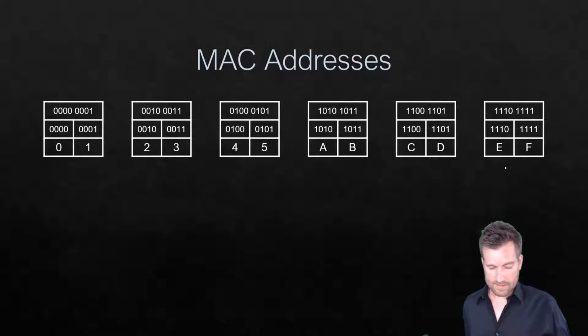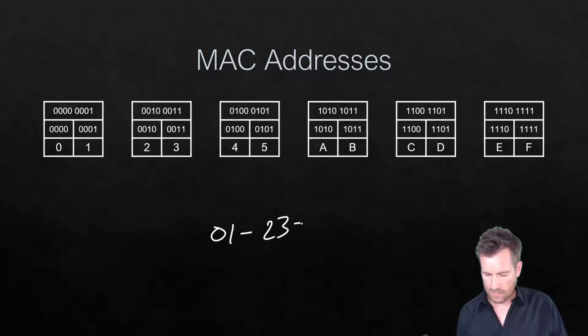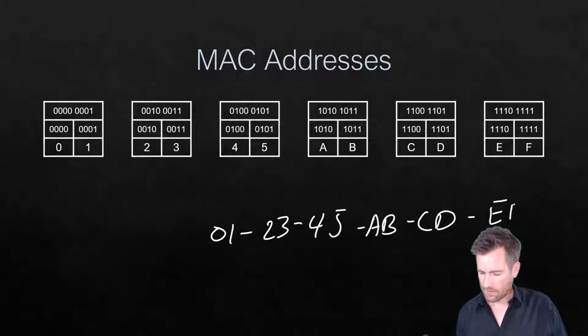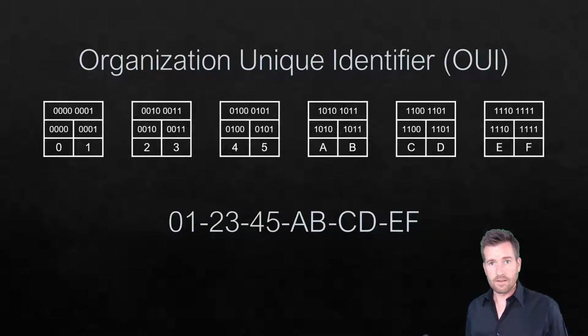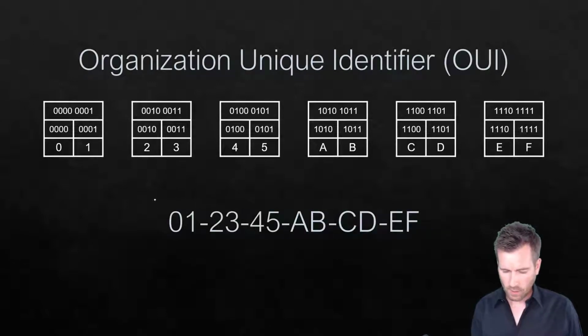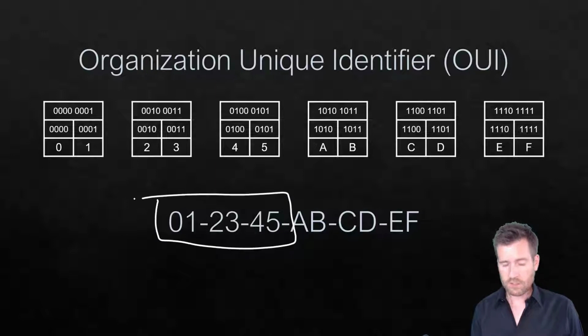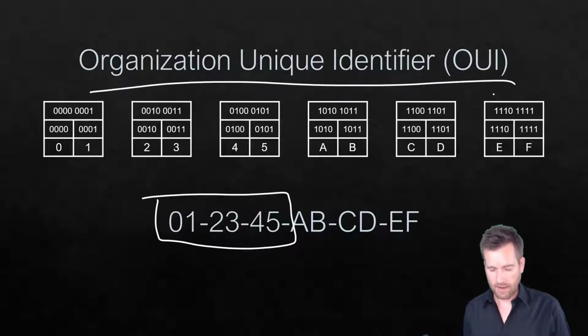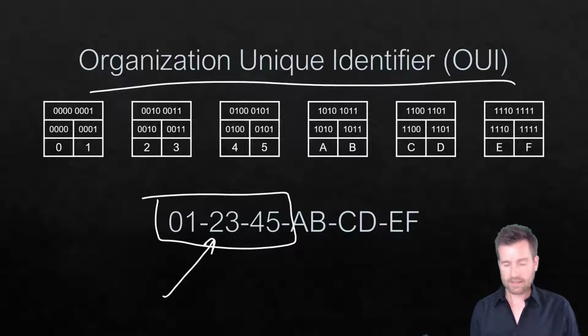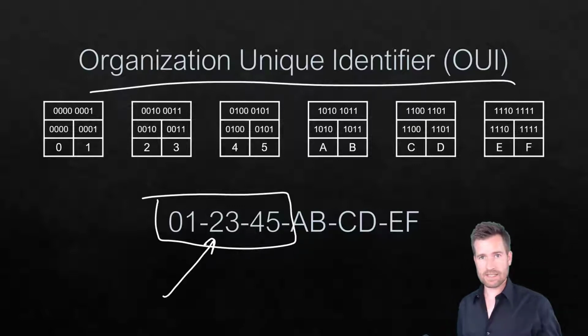So the way this is then portrayed is 01-23-45-AB-CD-EF. This is commonly the way a MAC address is displayed. These MAC addresses are broken into 2 parts. The first part is what's known as the Organizational Unique Identifier, the OUI, which is what is assigned to specific vendors.